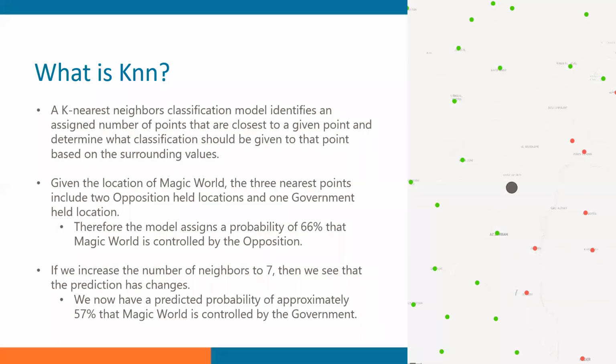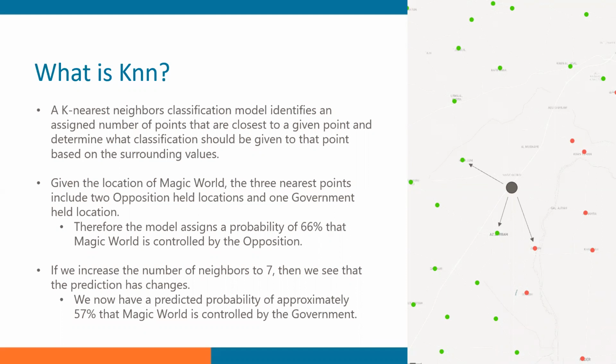Magic World, which is actually a real place in Syria. It's a former amusement park and zoo that unfortunately found itself on the front lines of Idlib in 2016. And so if we were to say that the 3 nearest points we were going to use to predict the classification for this point, we'd see that 2 of those 3 nearest points were controlled by opposition forces. And so a 3 nearest neighbors classification model would give it a 66% probability that this new point was controlled by opposition forces.